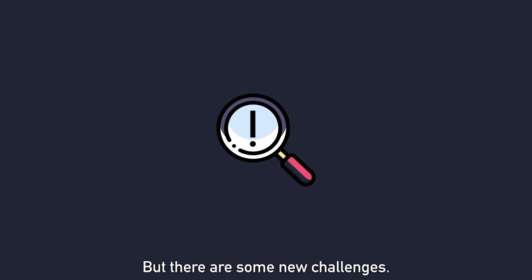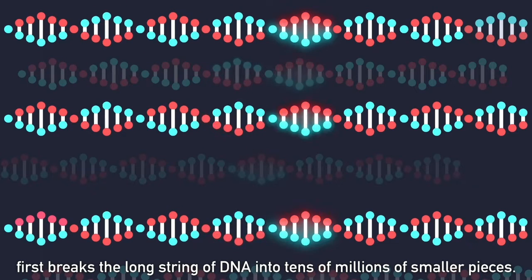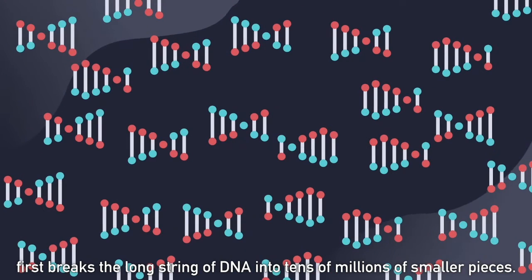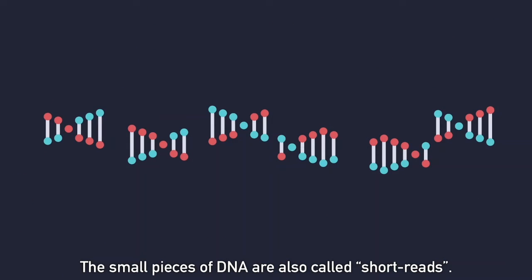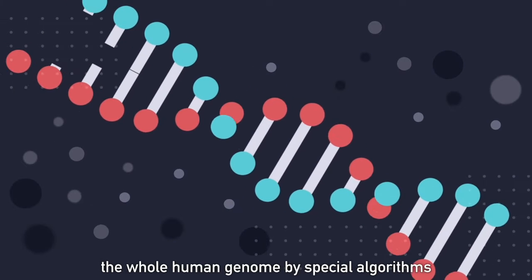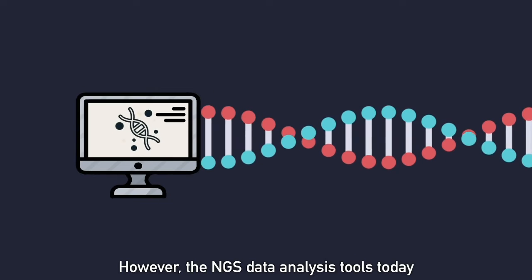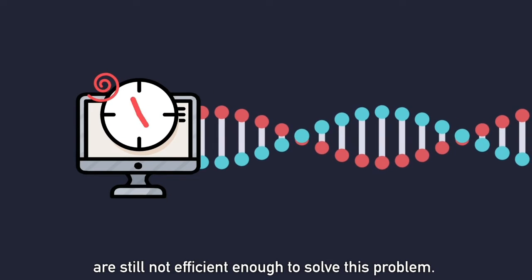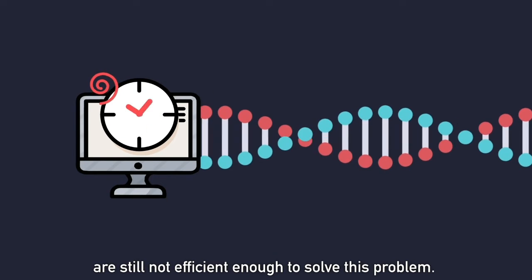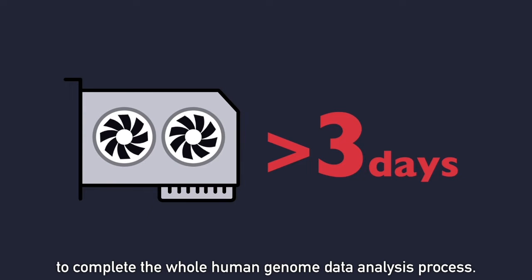But there are some new challenges. The next generation sequencing first breaks the long string of DNA into tens of millions of smaller pieces. The small pieces of DNA are also called short reads. These short reads have to be assembled to rebuild the whole human genome by special algorithms. However, the NGS data analysis tools today are still not efficient enough to solve this problem. Even with a high-end GPU, it still takes over 3 days to complete the whole human genome data analysis process.